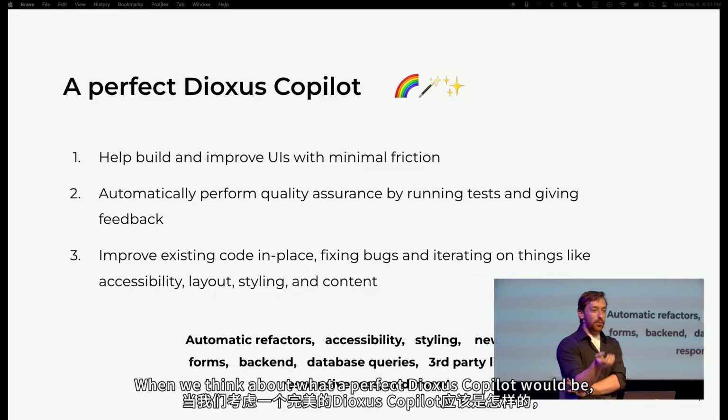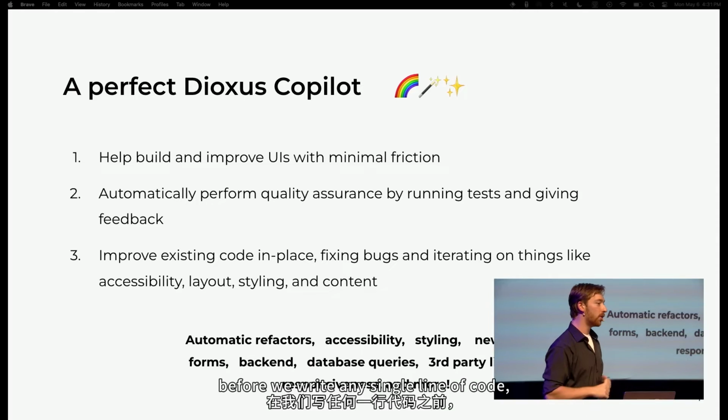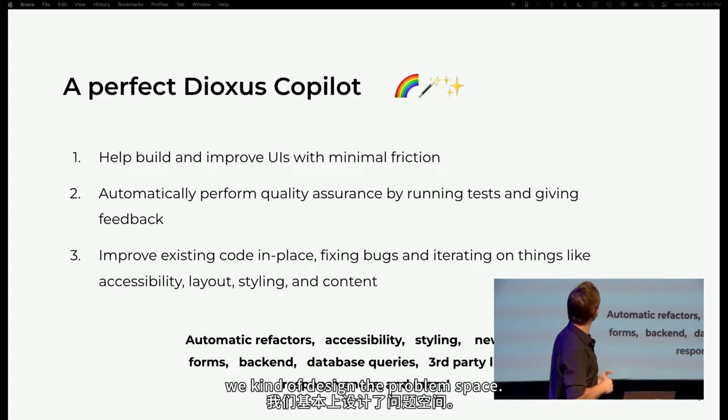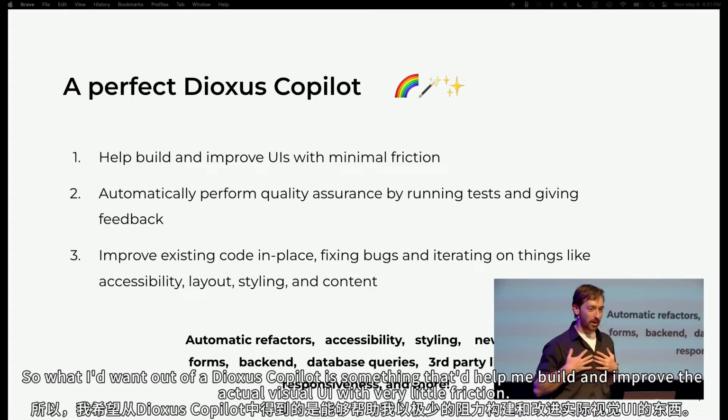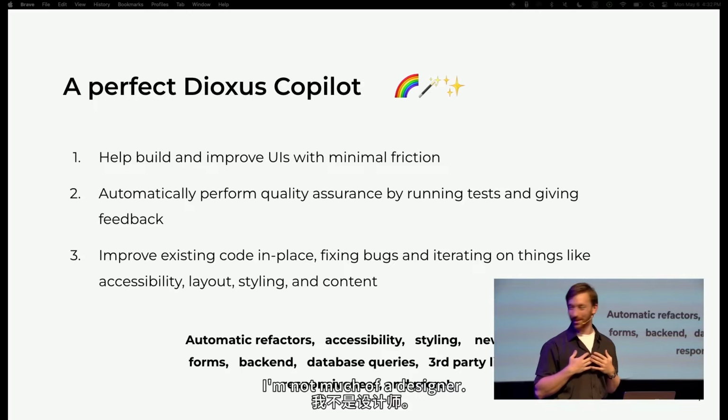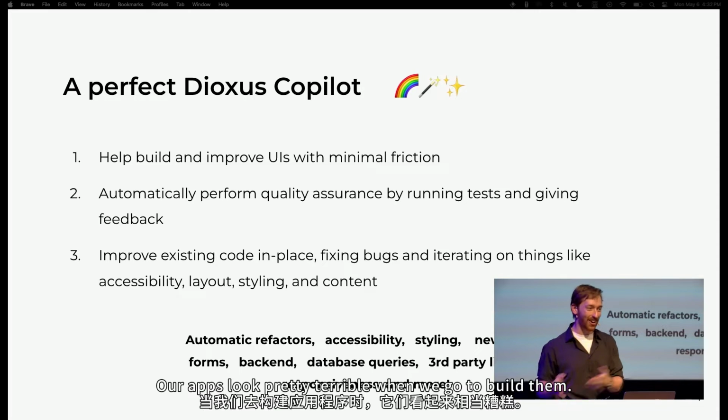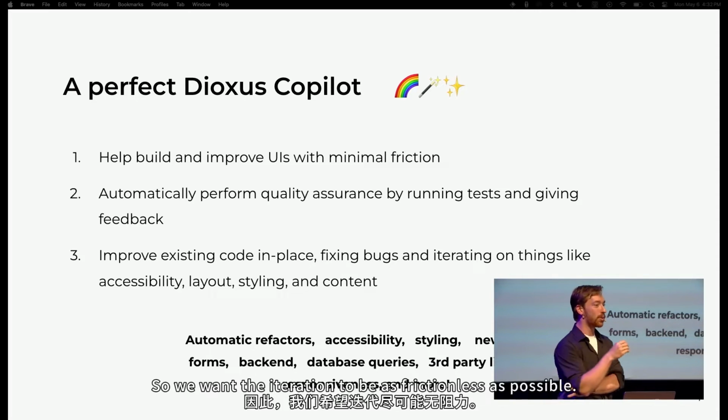When we think about what a perfect Dioxus copilot would be, before we write any single line of code, we kind of design the problem space. So what I'd want out of a Dioxus copilot is something that helped me build and improve the actual visual UI with very little friction. I'm not much of a designer. Our apps look pretty terrible when we go to build them. So we want that iteration to be as frictionless as possible.